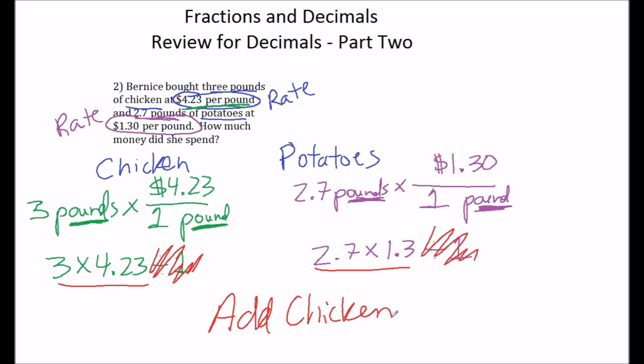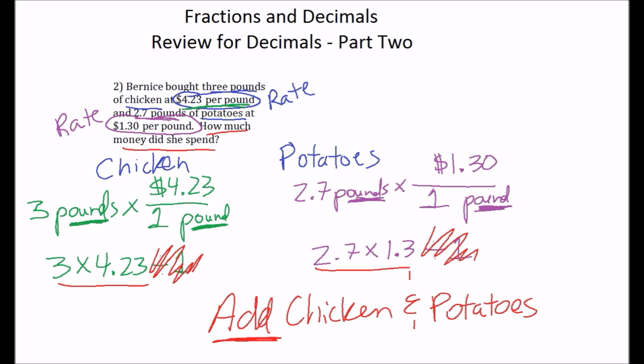Going back to the question, how much money did she spend? Well, we know she bought chicken and we know she bought potatoes, so we're going to add the chicken and the potatoes. Whatever dollar amount I get, I'm going to add that. So that's going to be my last step. Just real quick, I'm going to show you what the answer is, and then I'll go back and show you the work.